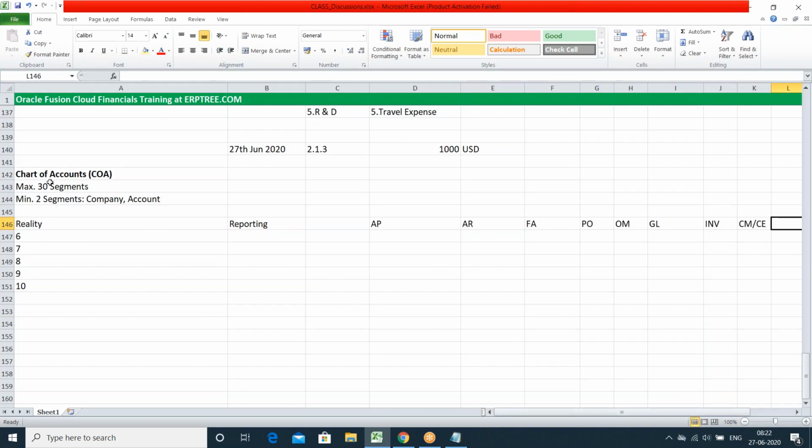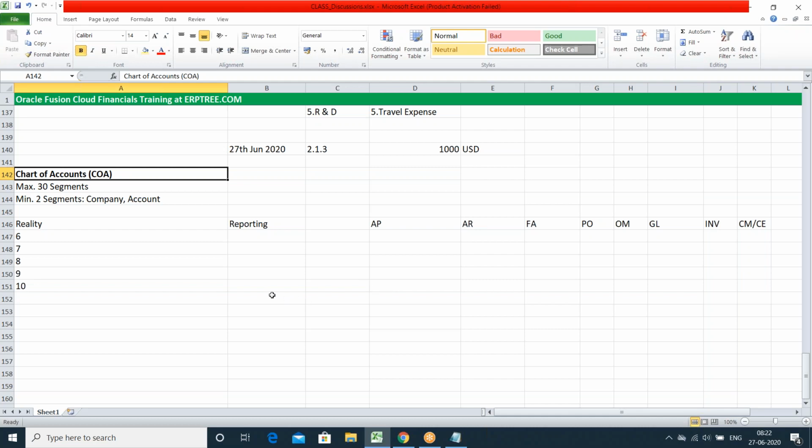Now, when we are going to create the chart of accounts, what are the key points we have to consider? That is very important. Within the chart of accounts you are creating, what are the segments you are taking? That segment should not be specific to a particular application.